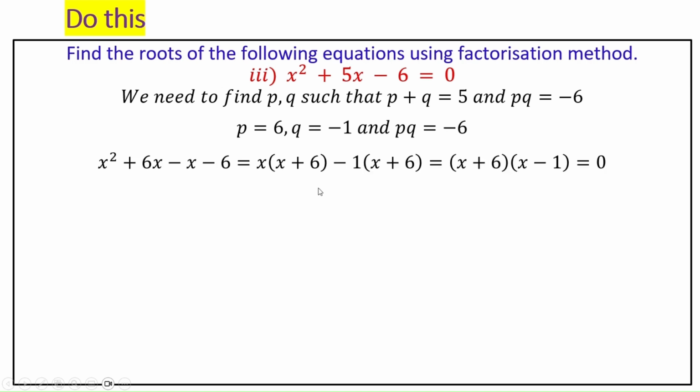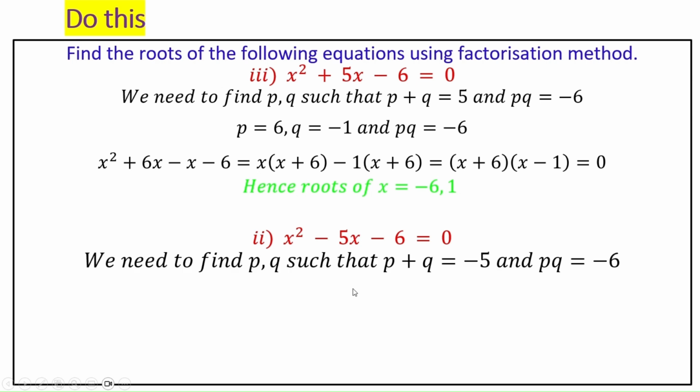Follow the same way, and then you will get x plus 6 into x minus 1 equal to 0, or x equal to, roots of this quadratic equation, x equal to minus 6 comma 1. Okay, and next one is x square minus 5x minus 6 equal to 0. x square minus 5x minus 6.